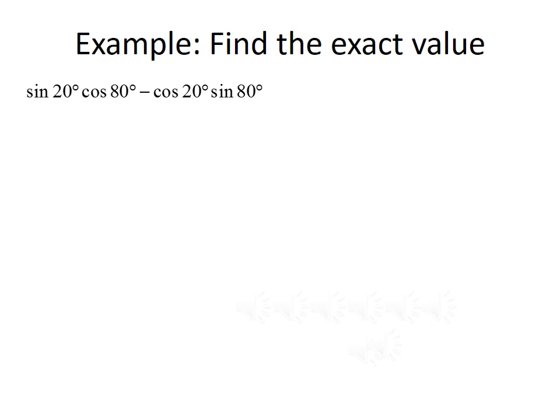Now here's a different kind of example where we want to find the exact value. This time we're given the sine of 20 degrees times the cosine of 80 degrees minus the cosine of 20 degrees times the sine of 80 degrees. What we need to do is match what we're given here up with one of the formulas from the beginning of the lecture.